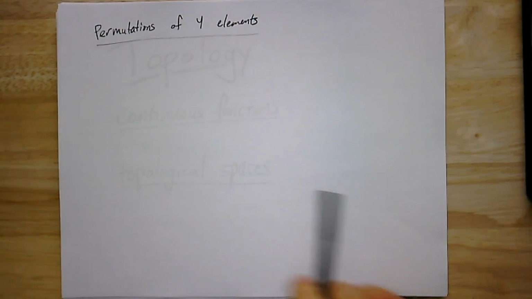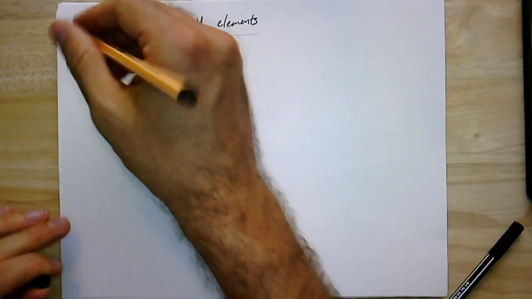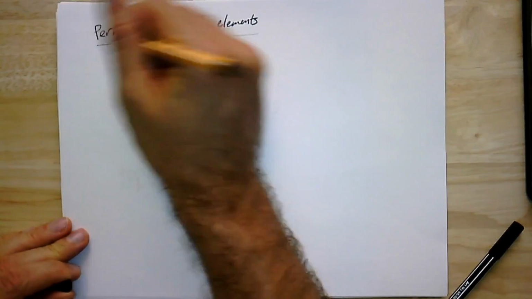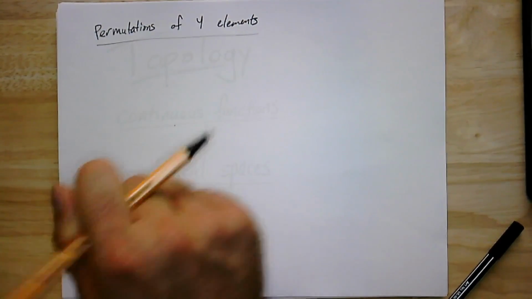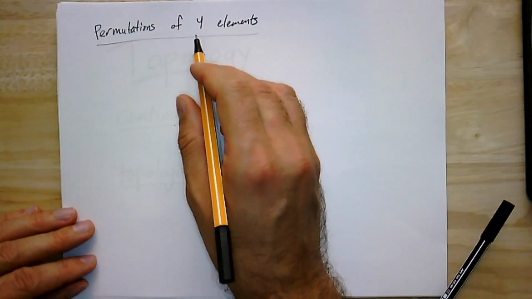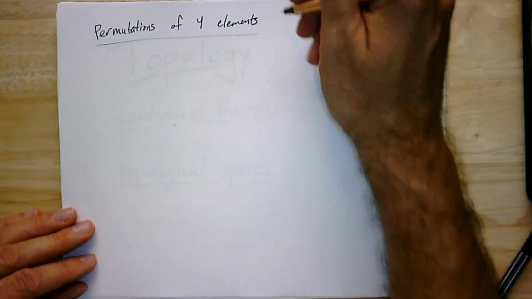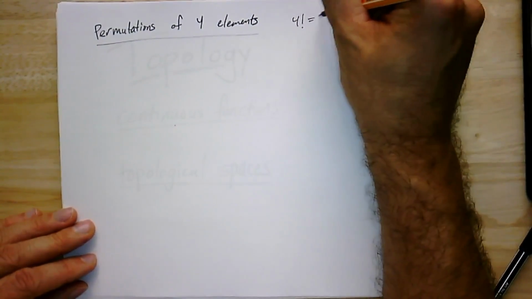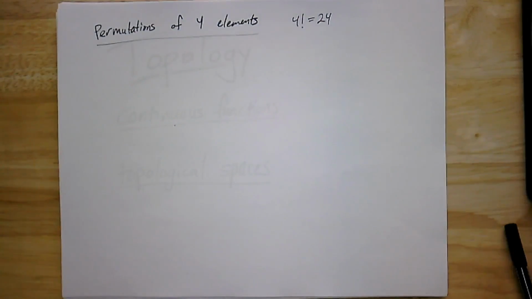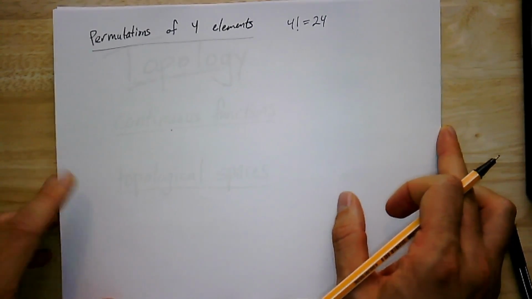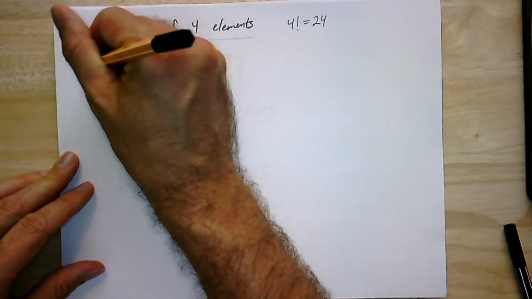In fact, I'm going to need a finer pen here just so that I can fit them in. I kind of know that I'm going to have 24 different permutations, right? Because there's going to be 4 factorial equals 24 different permutations. I could put them into 4 groups based on who their first element is. So let's just start like that.